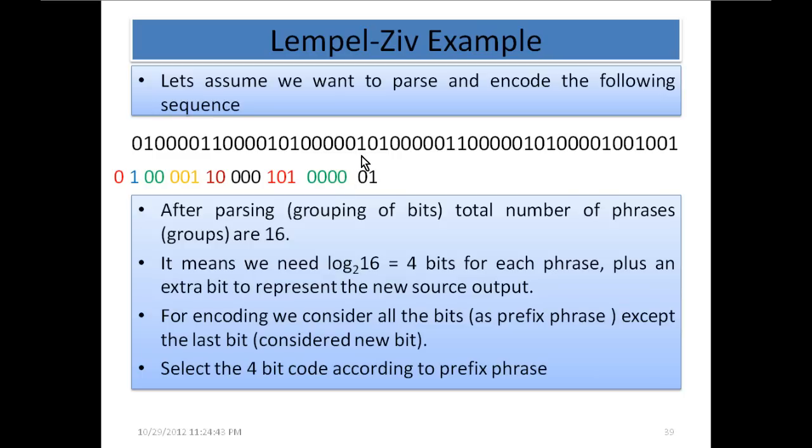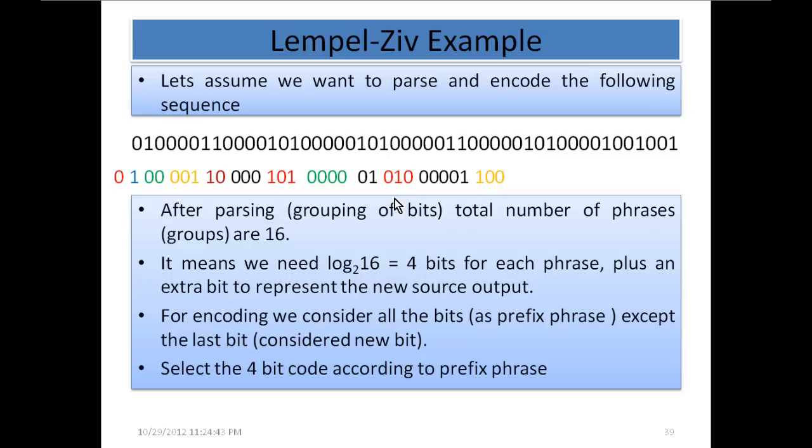Then this 0 1 is formed. Again, this phrase is stored in the dictionary. This 0 1 is already there in the dictionary over here, and this is combined with this new bit 0 over here. So this 0 1 0 is formed. These 4 zeros are already there in the dictionary. These 4 zeros are combined with this 1, and a new phrase is formed, which is 0 0 0 0 1, and it is added in the dictionary again.